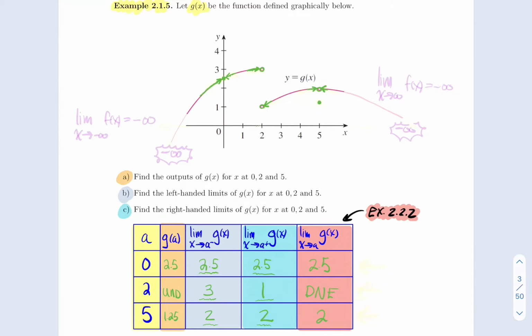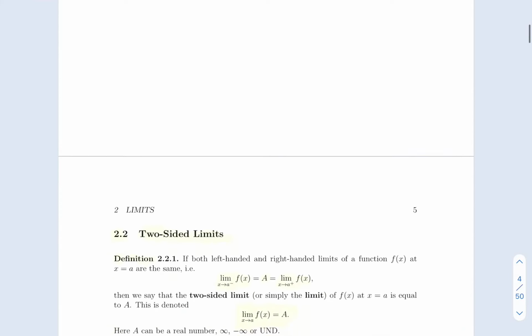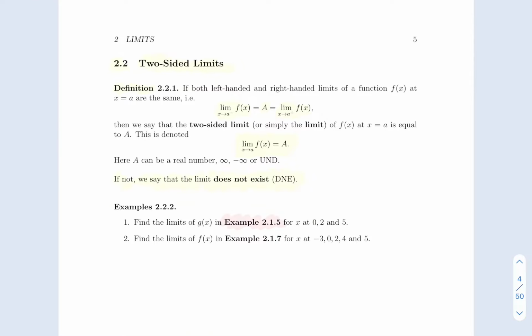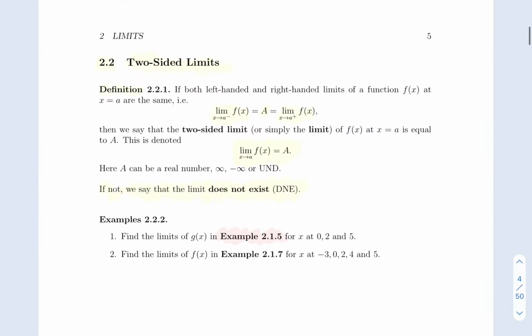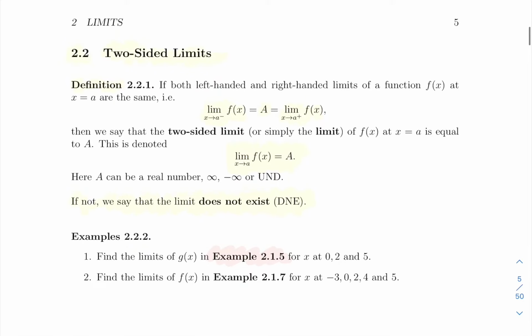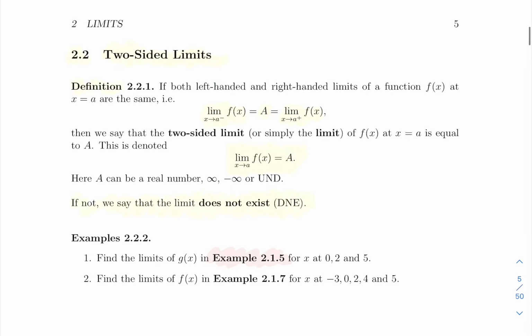Actually, let's go down there. So let's just scroll down, all the way to section 2.2. Might as well talk about that definition because it's fairly straightforward. So what are two-sided limits? To some extent, two-sided limits are nothing new. The definition is very, very straightforward.